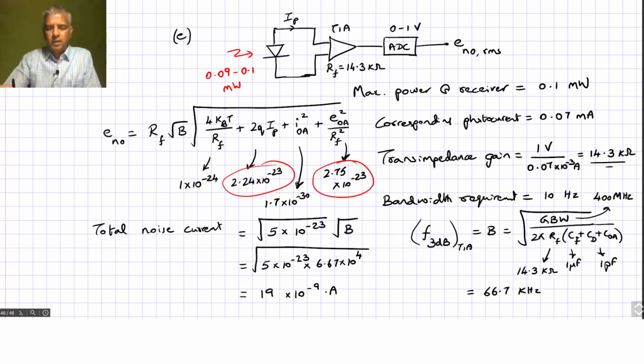Okay, and of course, if you want to look at the voltage corresponding to that, you have to multiply that by RF, which is 14 kilo ohms, then you'll probably get something in the order of microvolts. Okay, so we'll come back and do that later. So that is actually the total noise that we are picking up from this.